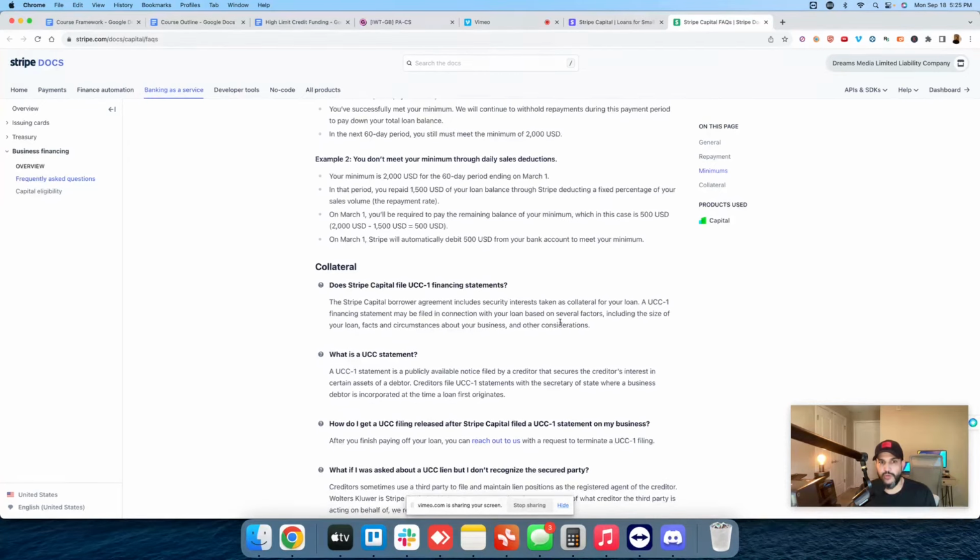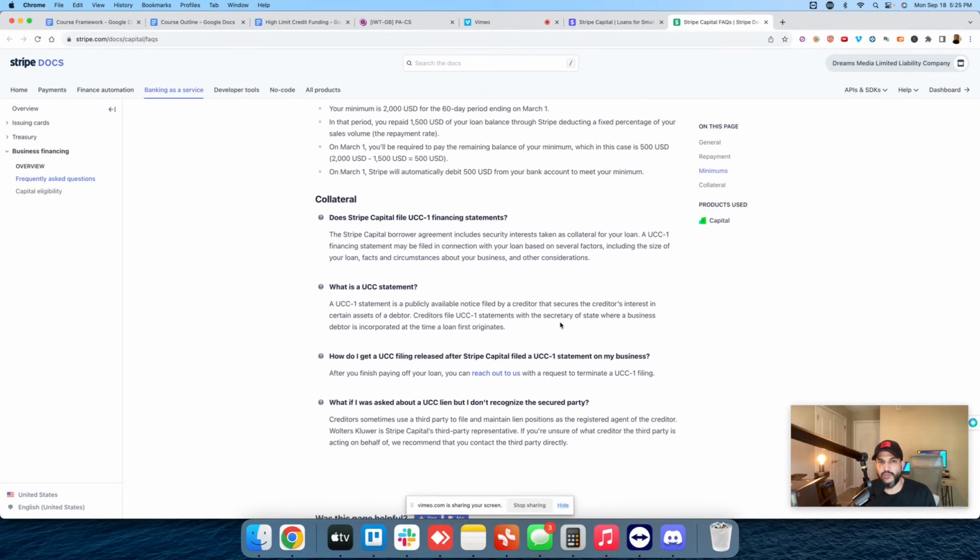So this is important: the Stripe Capital UCC1 financing statement. On the business side, lenders that lend out money, give you loans, can do a UCC filing. Basically, it's like a lien on your business if you took out a loan, so you won't be able to get other funding if you default on that loan. What they're talking about is that the Stripe Capital Borrower Agreement includes a security interest taken as collateral for your loan. A UCC1 financing statement may be filed in connection with your loan based on several factors, including the size of your loan, facts and circumstances about your business, and other considerations.